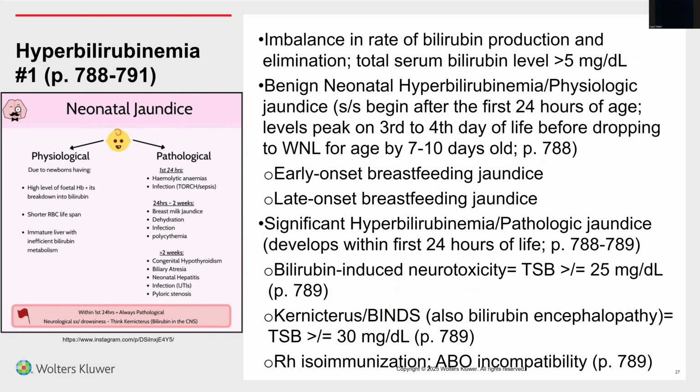So know the risk factors, okay? Rh isoimmunization and ABO incompatibility fall under pathologic jaundice or significant hyperbilirubinemia. So does excessive body bruising, hemolytic anemia, any of the sepsis or TORCH infections that the baby can get.